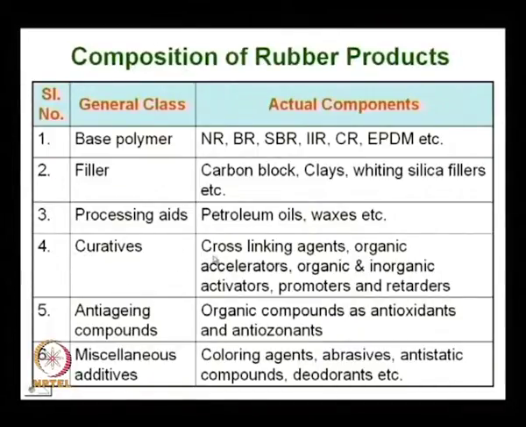Then comes curatives. Curatives are cross linking agents. I have already described the organic accelerators, organic and inorganic activators, promoters and retarders. There are also promoters, which promote the vulcanization, that means further increasing the vulcanization rate; sometimes promoters are used along with accelerators and accelerator activators. Then anti-aging compounds, organic compounds as antioxidants and antiozonants, miscellaneous additives, coloring agents, abrasives, antistatic compounds, deodorants, all these things.